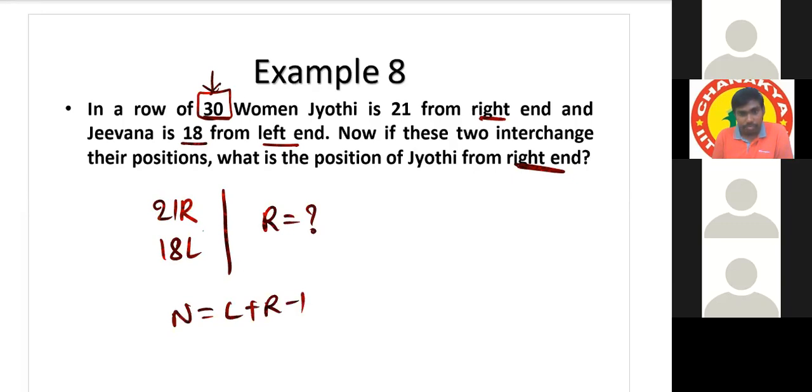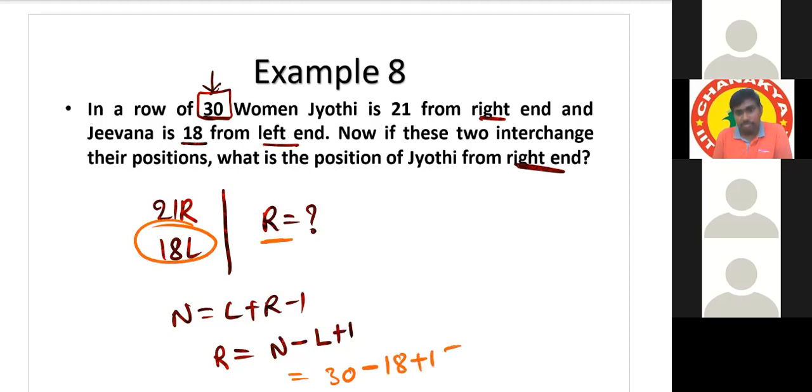Yes or no? In this, we need to find right. Right equals N minus L plus 1. Yes or no? So here the total number is 30. 30 minus 18, here L is required. In combination with R, we need L. So that's why 30 minus 18 plus 1, 13. So the answer is 13. Which is a reverse question to the previous question.